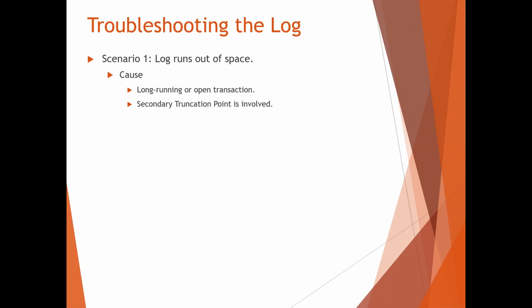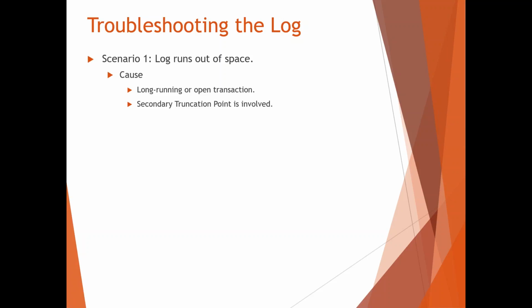There's a thing called a secondary truncation point. Certain transactions that are system generated, for example, you may have heard of this before: if you are taking a full backup or a differential backup, you can still take a log backup, but it will not truncate the transaction log until that full or differential backup is completed.